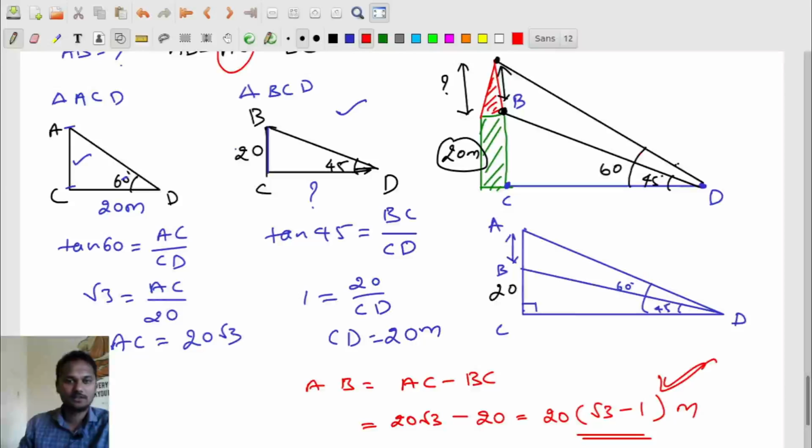Okay, so given data, figure, simplified figure, and then two triangles, and then tan ratio. Okay, thank you.